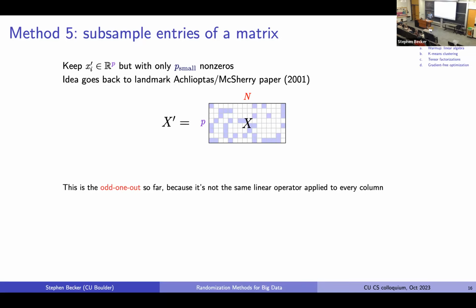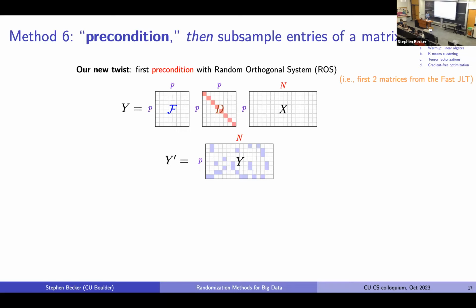So I'll make a sparse matrix by randomly keeping some entries and scaling. It's a very simple idea. It's been done in practice for forever probably, and at least analyzed a little bit for 20 years or so. Okay, so we can do that. We're going to come back to that in a little bit.